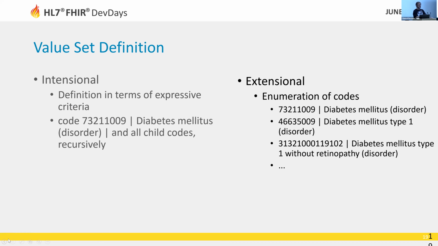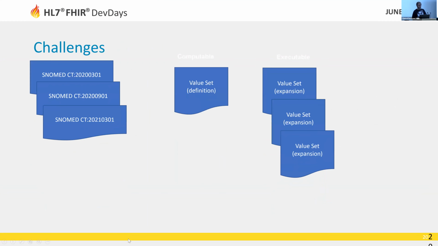The point of the intentional is to try to capture the meaning of that value set, rather than just explicitly listing the codes, where if a new code for diabetes is added, you have to go add that into your value set. So that's the reason for the intentional versus extensional. I will say at this point, most of the value sets that we see are extensional, but we're starting to see a lot more intentional, and that is a more manageable way to actually share and manage that content. So we try to enable the use of intentional value sets.